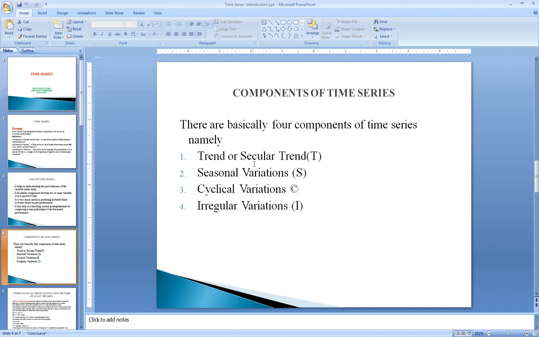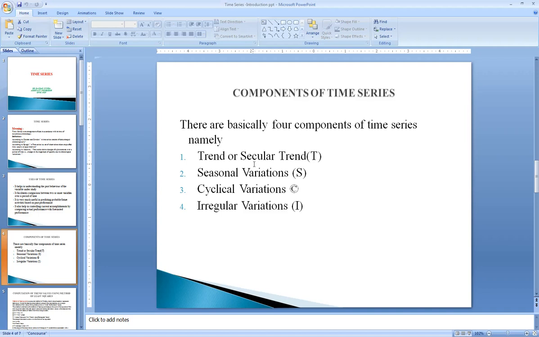Let us go to the last kind, called irregular variations. Irregular variations can be called unpredictable, random or accidental. We cannot predict such kinds of variations when they are going to happen, so we can consider them random variables.